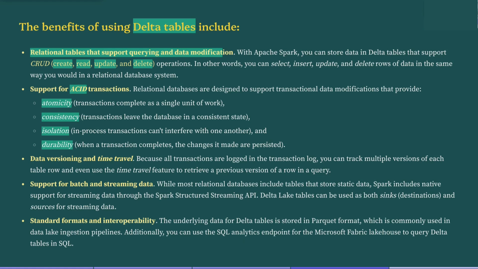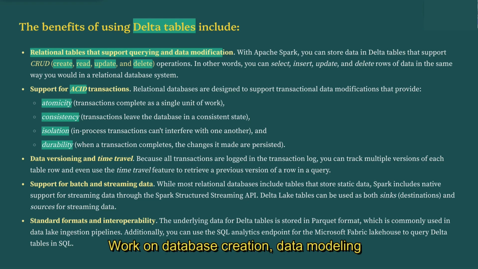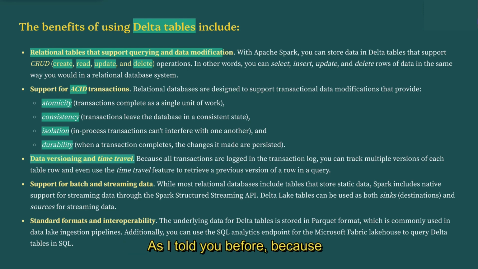These transaction properties are really important when we work on database creation and the data modeling part of it, and these are supported in Delta Lake tables, so this is outstanding. Then we talk about the benefit of data versioning and time travel, as I told you before, because all transactions are logged in the transaction log. You can track multiple versions of each table row and even use the time travel feature to retrieve a previous version of a row in a query.